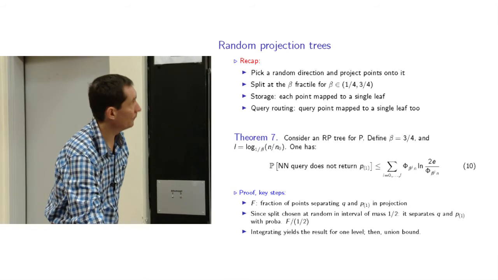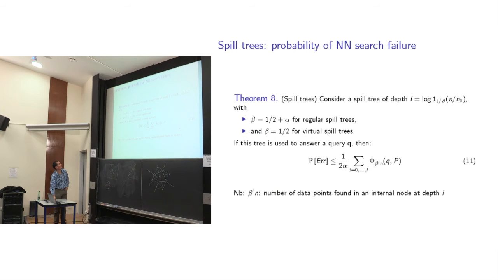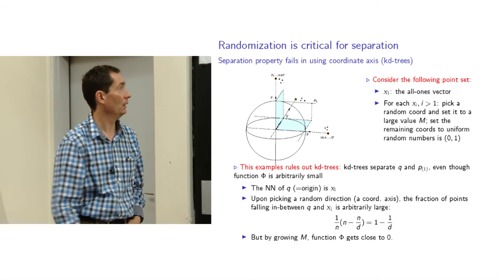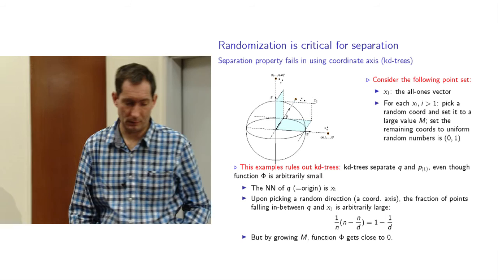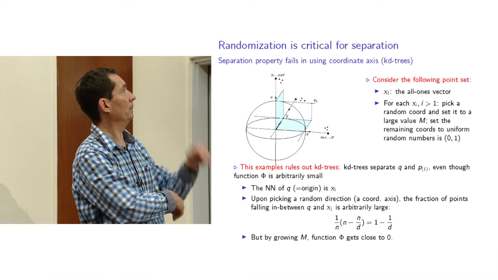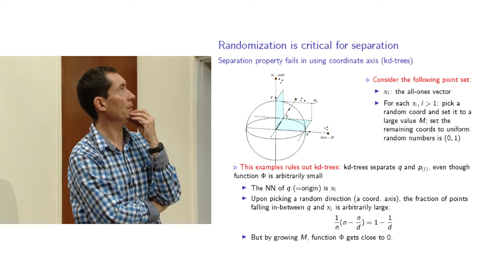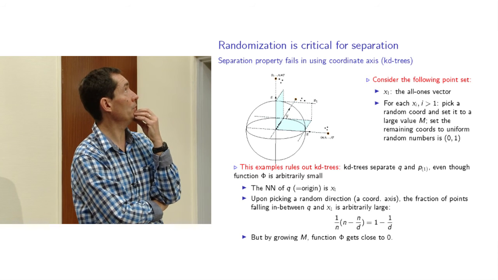Okay. So this was a recap, just to say that for split trees, whether we are talking about regular split trees or virtual split trees, the bound is the same. We have already seen this. So this was for finding nearest neighbors, so trying to avoid the separation.